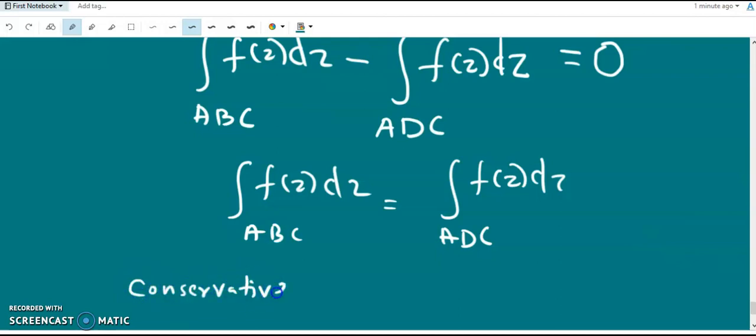And because of this closed line integral f of z dz equal to 0, f of z is a conservative function.